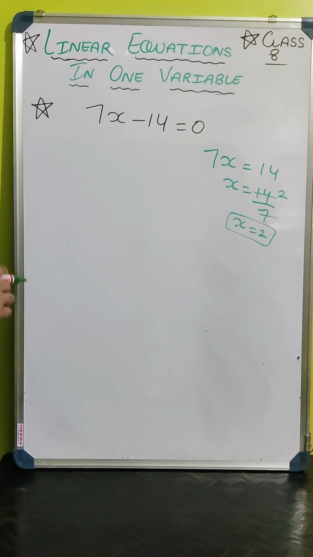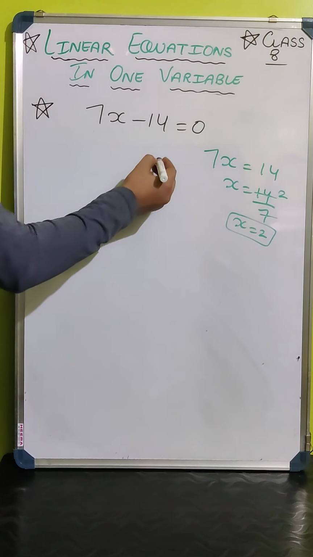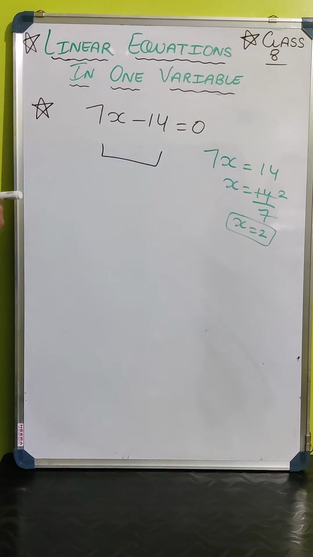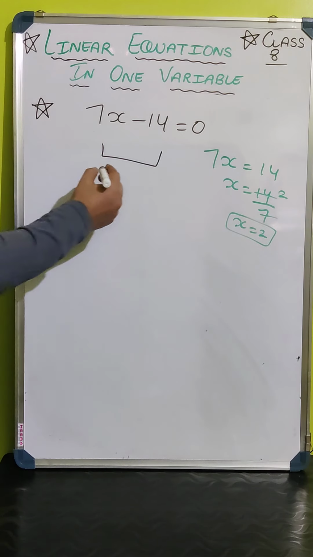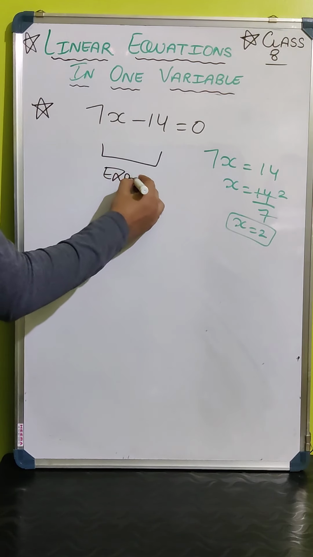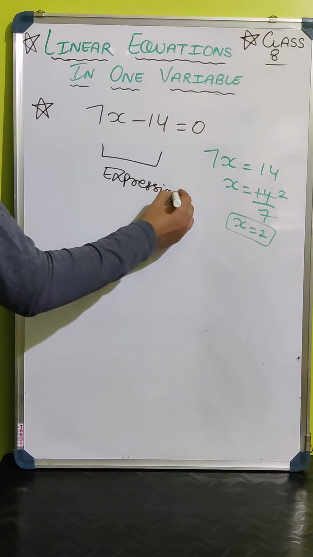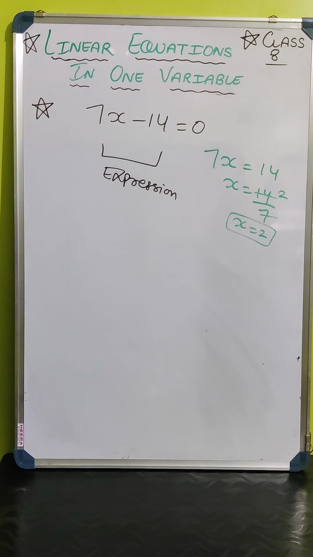Okay, no problem. Now we will discuss these expressions. An expression consists of two terms or more than two terms. We can say this is an expression. Okay. Now what is 7 here?